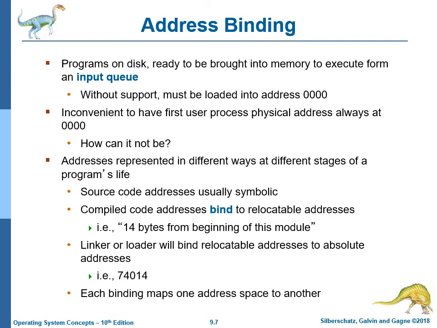Yang punya program tu sendiri, berapa lama dia boleh ni. So it can be compiled during masa source code address. Okay, kalau source code address, dia akan using a symbolic address. And then address juga kita boleh bind ketika compilation, di mana dia akan relocatable the addresses. Or it can be bound using a linker or loader address untuk menggunakan absolute address. So setiap address ni will be bound from one address space to another.